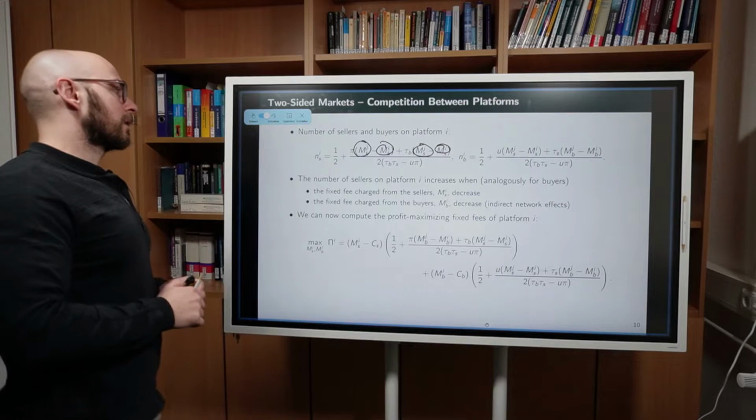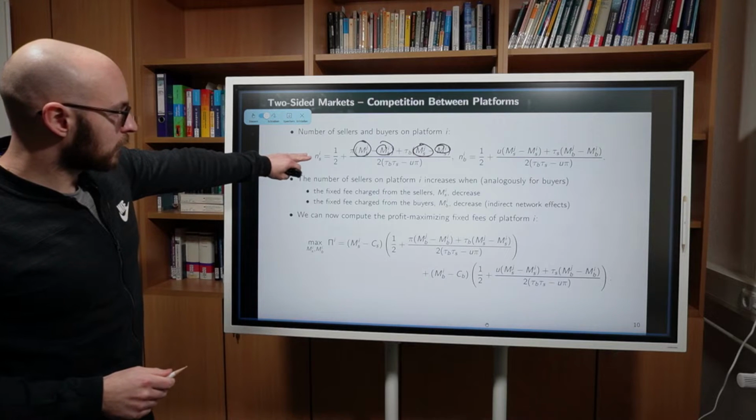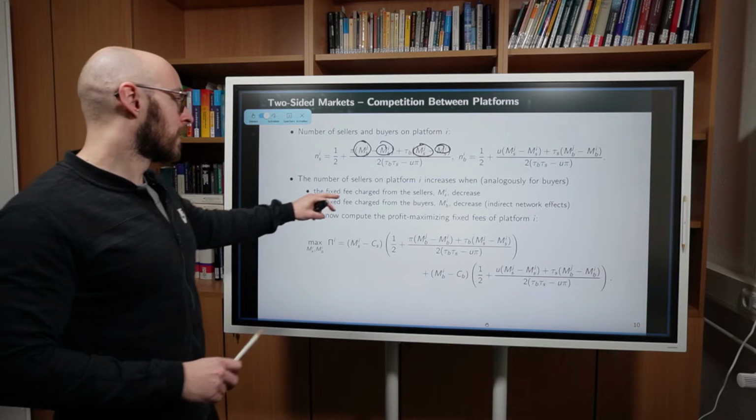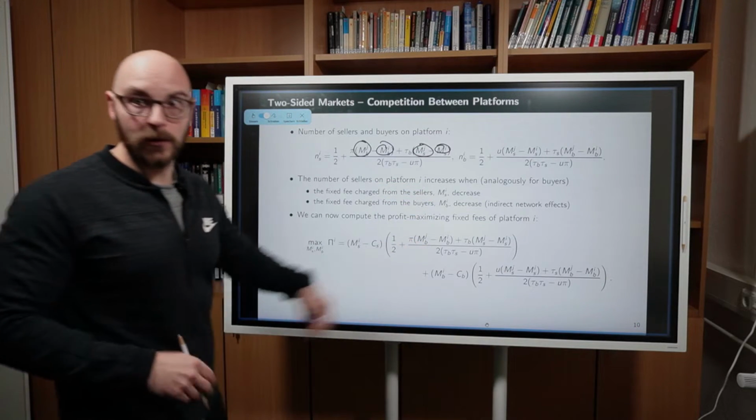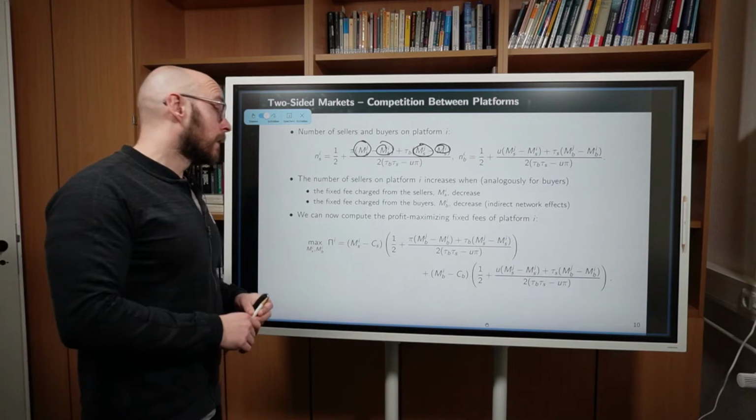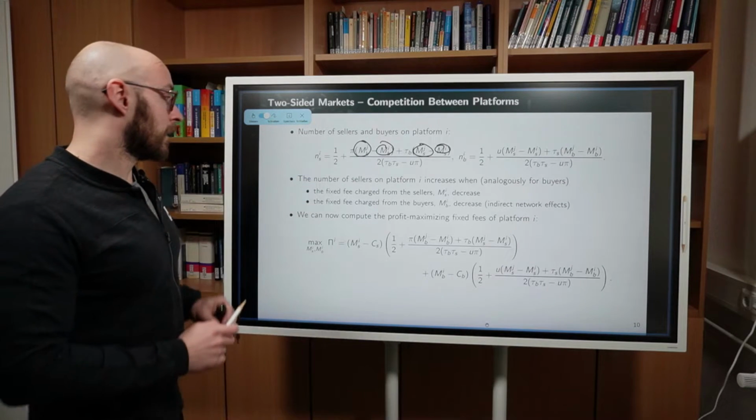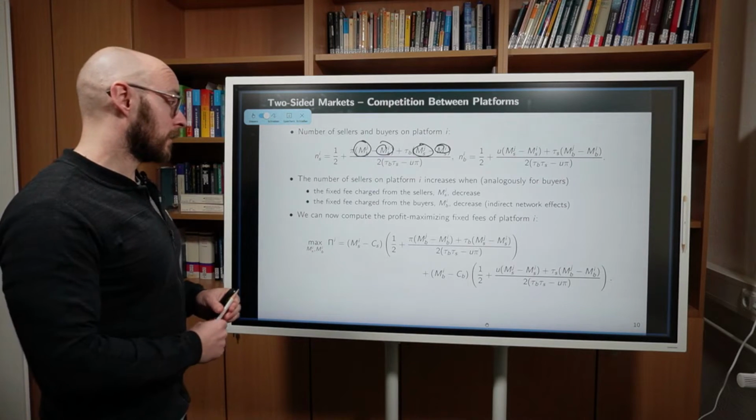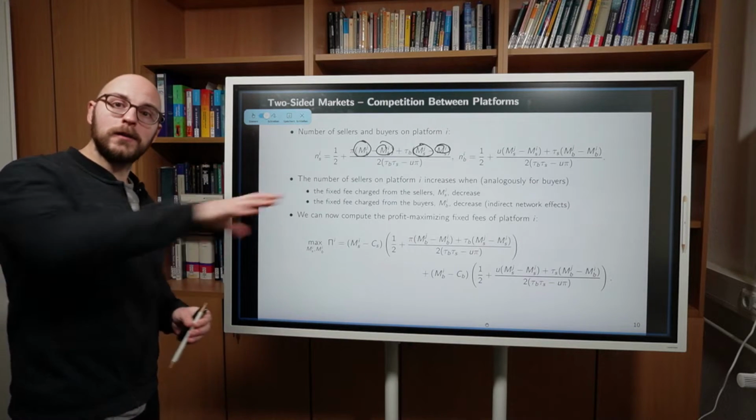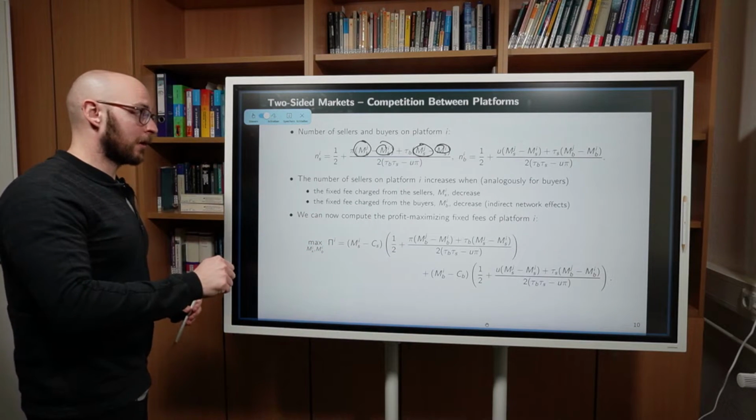Now we can analyze this in a little bit more detail, because we basically see that the number of sellers on a given platform, so NIS, increases when the fixed fee that is charged from the seller decreases. So if it gets cheaper for you to be on the platform because you pay less as a fixed fee, it's more likely that you are on the platform. And if the fixed fee that is charged on the other market side decreases, why? That's the indirect network effects. If it's cheaper for the buyers to be on the platform, more buyers will be on the platform, and that will lead to more sellers being on the platform, right?